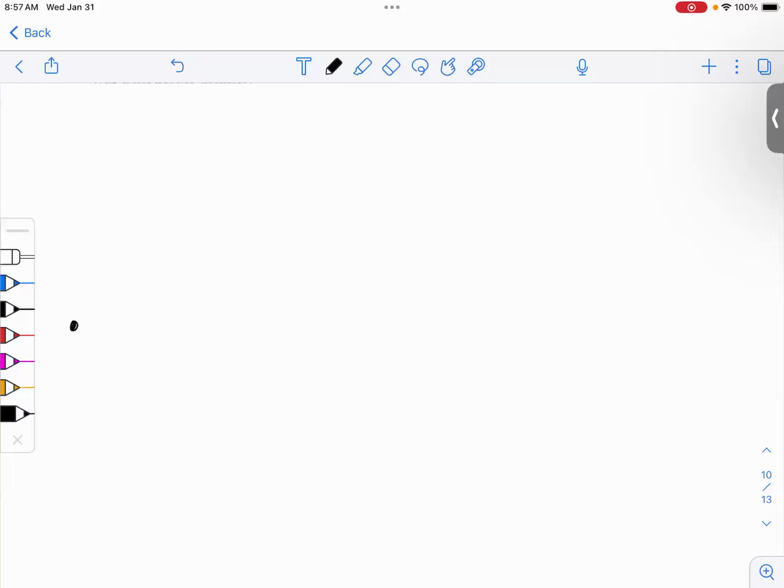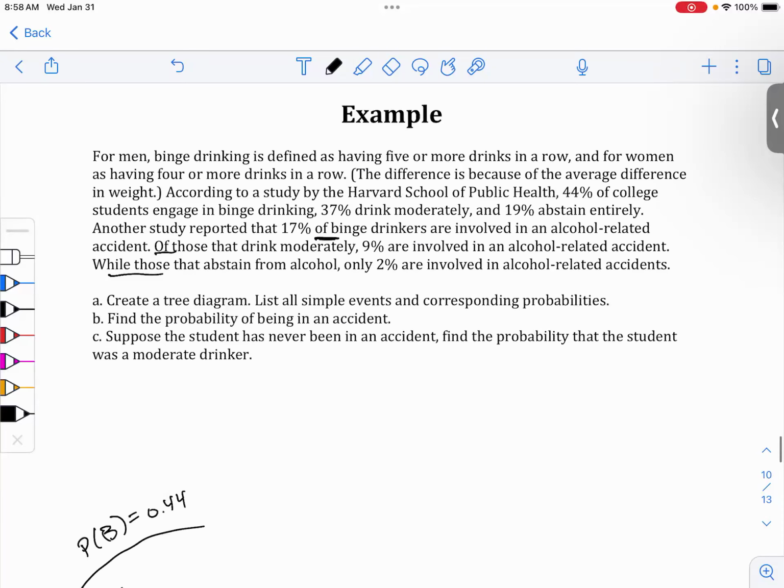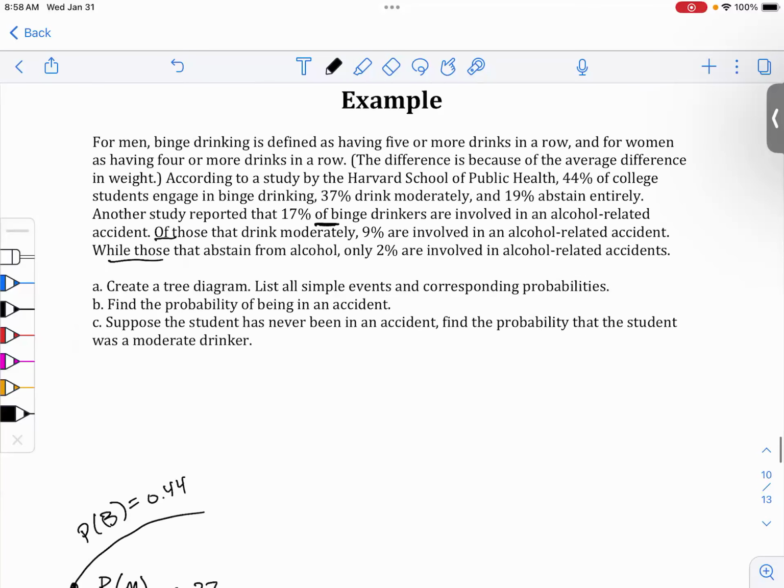We can identify our info while simultaneously creating this tree diagram. Probability of binge drinkers, 44%. Probability of those that drink moderately, 37%. And probability of those that abstain, which I'm going to call N for no drinking, since my second conditional is an alcohol-related accident, and I'm going to use A for that, 19%.